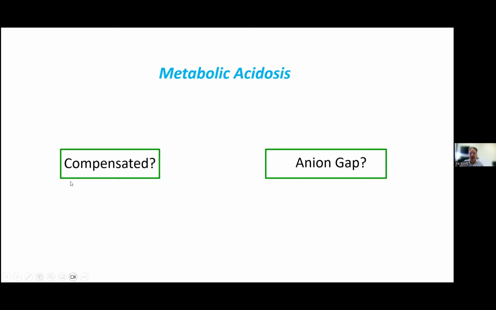So in metabolic acidosis, you have to ask, is it compensated or not? In other words, is the ventilatory response, and the surrogate for that is the PCO2, what you expect it to be, the 10 to 12 rule or 5 to 6, whatever you want to memorize? Or is the anion gap changing or not?